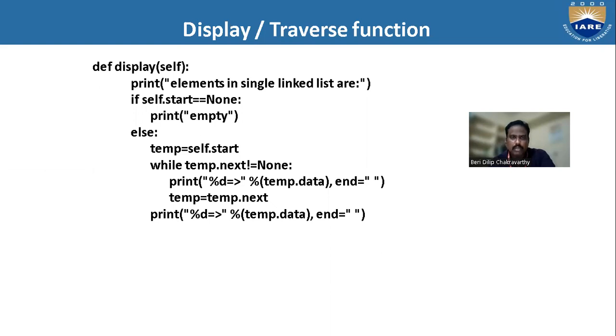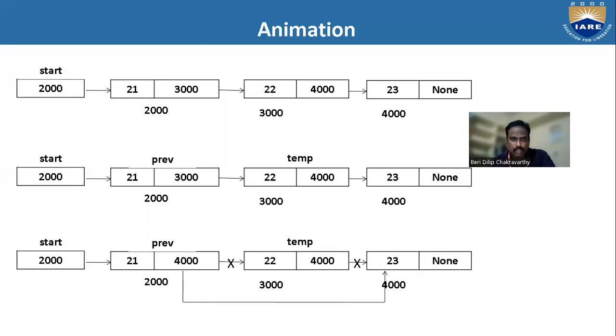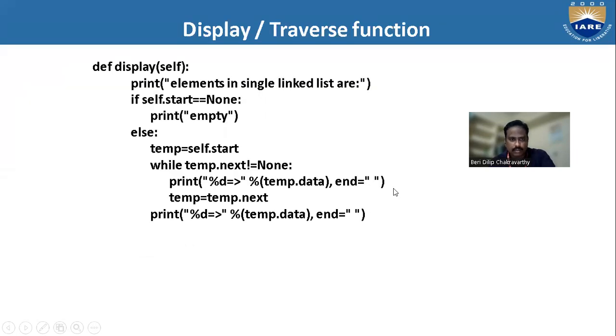Similarly, traverse or display. Traverse or display both are the same, where we are visiting each and every node in the list. We'll move from the starting node. Here I am displaying the value 21. Then we'll move to the next node. Here I am displaying 22. Then 23. Visiting each and every node in the list, we call it a traverse. Until the last node, I need to move and display the data. Observe here, until the last node, I'll be displaying temp of data.